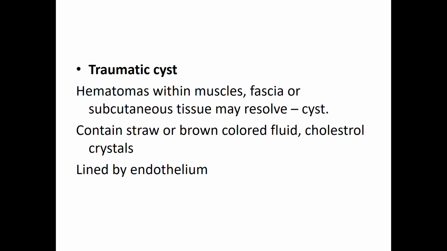Now, traumatic cyst can be because of the collection of blood, and as it resolves or heals, this sometimes can end up in a cyst. If you see the content, it is usually a straw or brown colored fluid, again because of the presence of blood, and sometimes you can also find cholesterol crystals here. And here it is lined by an endothelium. So this is another variety, the traumatic cyst.